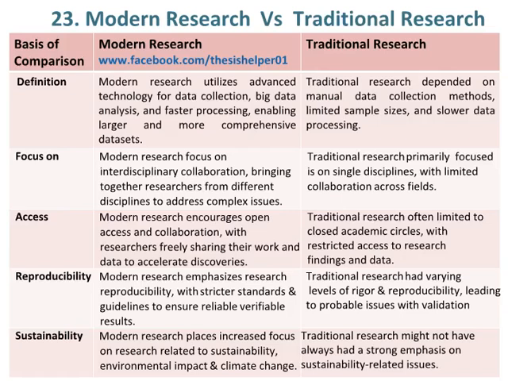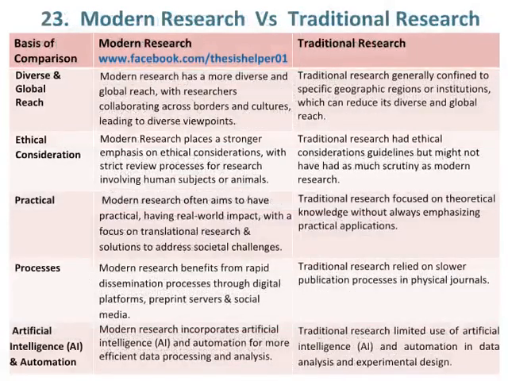Modern research places increased focus on research related to sustainability, environmental impact, and climate change. Whereas traditional research might not have always had a strong emphasis on sustainability-related issues. Modern research has a more diverse and global reach, with researchers collaborating across borders and cultures, leading to diverse viewpoints. Whereas traditional research was generally confined to specific geographic regions or institutions, which can reduce its diverse and global reach.